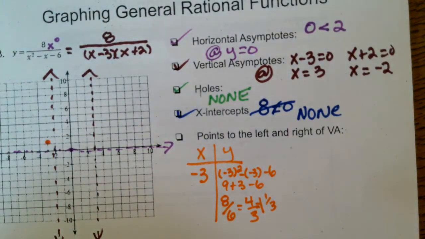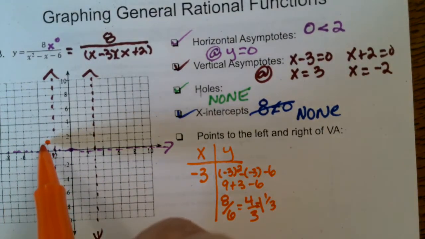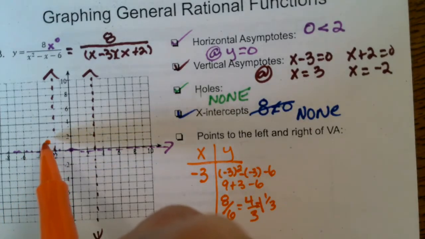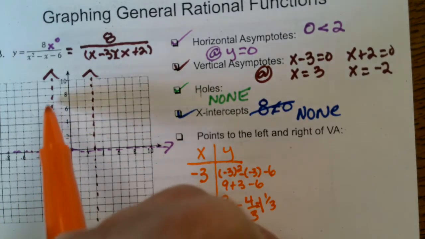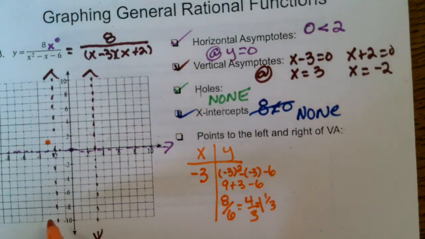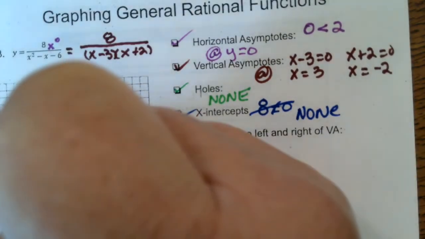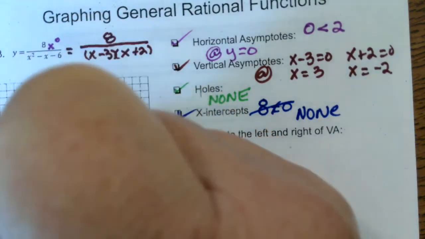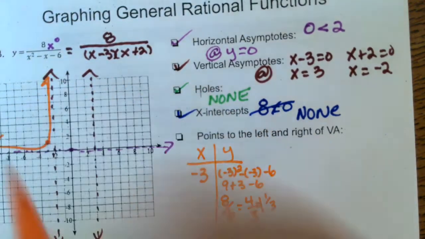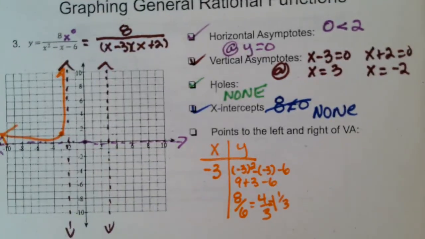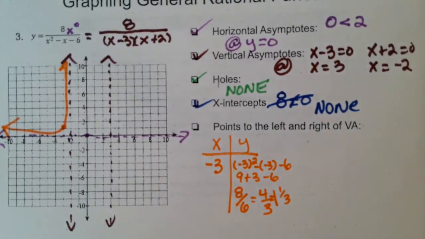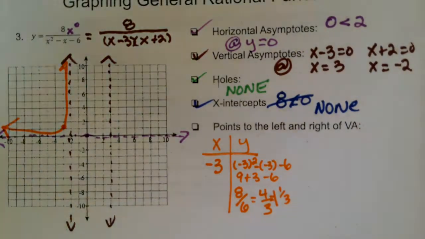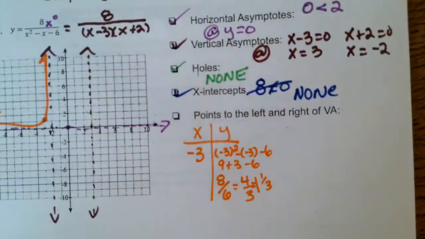So now I know this graph cannot go any further than the x-axis because that's an asymptote. It cannot go any further right than this vertical asymptote. So it looks something like this. Okay? All right, so that's that section, and there's nothing down here.